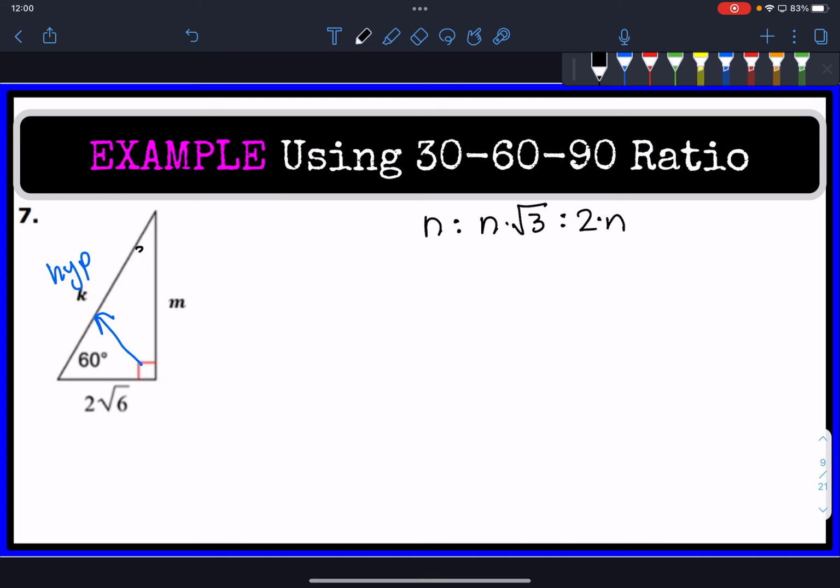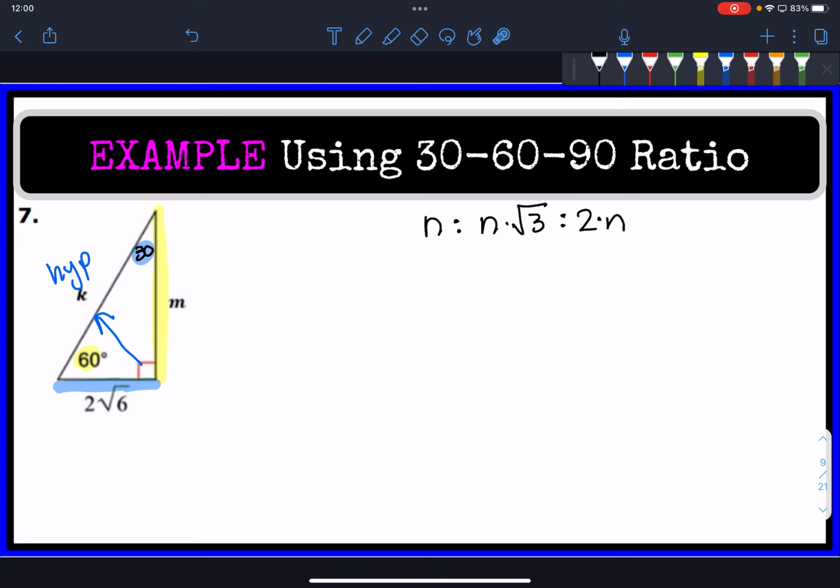Our 30-degree angle is here. Since this one is 60, that means this is going to be the middle length, the middle one in length, and the shortest side is going to be this one right here, opposite of the 30. So notice again, 30 is the smallest angle, that's going to be opposite of the shortest side. 60 is the middle angle, so that's going to be second in terms of length, and 90 is the largest angle, which is going to be opposite of the longest side.